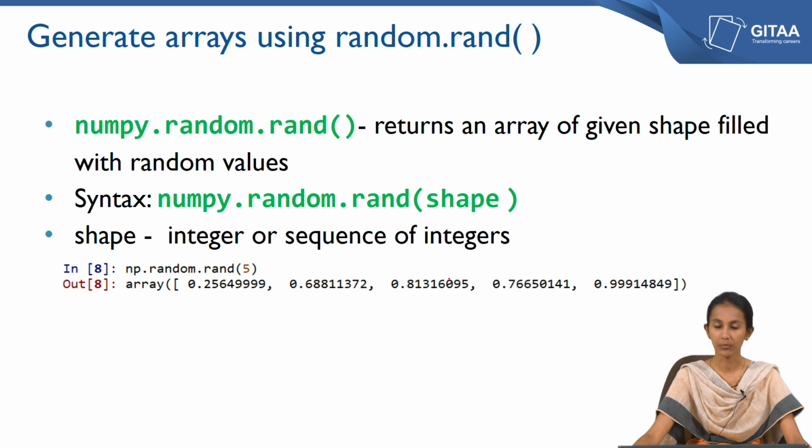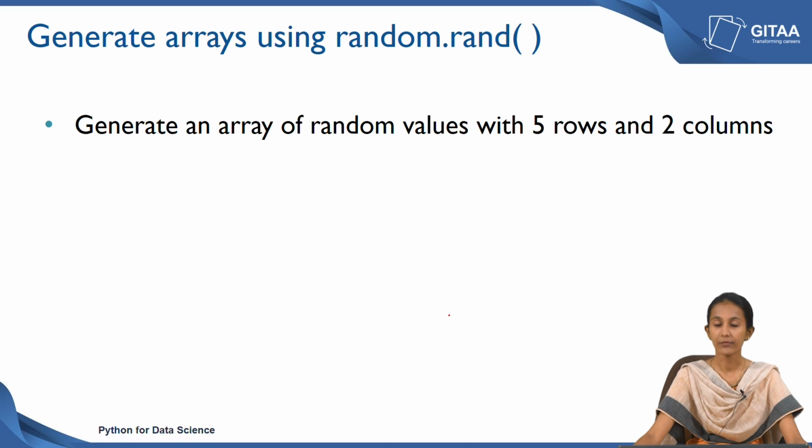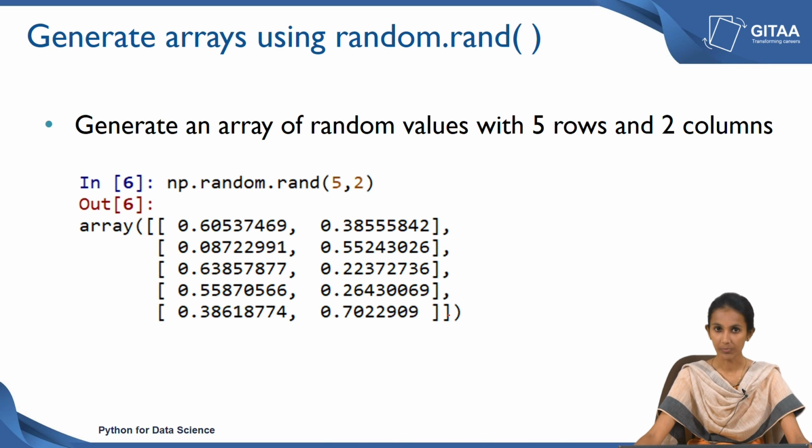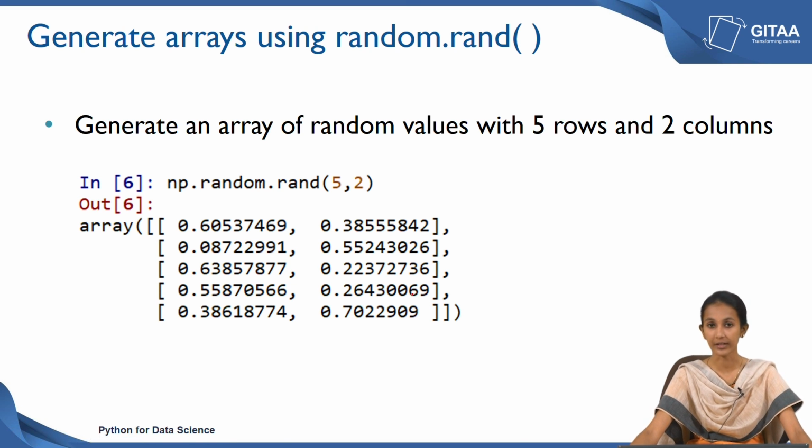If you specify the number of rows and columns, you can also get random values. Let us say we want to generate an array of random values with 5 rows and 2 columns. You can specify that as well: np.random.rand 5, 2, which stands for 5 rows and 2 columns. It has created an array with 5 rows and 2 columns with random values. The first value is 0.605, the second is 0.3855, 0.08, and the last value is 0.702290. So, it has randomly generated values.